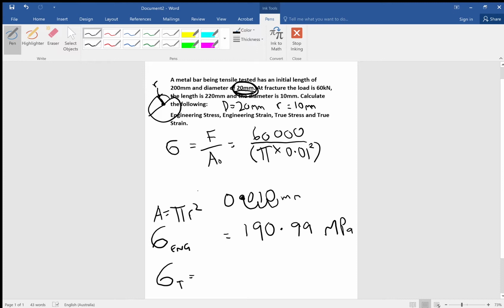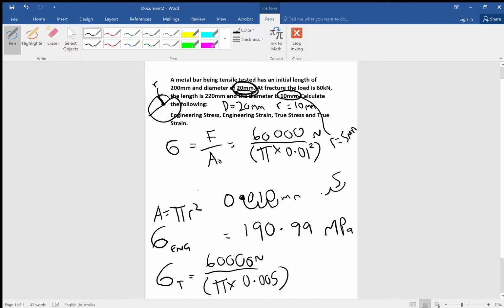We need to say force over area, but this time we're going to say 60,000. This is the newtons. This time we're going to divide by our area after it's deformed. So we end up with a diameter when it's stretched of 10 millimeters. So our R value is going to be 5 millimeters. So our area of our circle is pi times 0.005 when we convert it to meters, because 5 millimeters divided by 1,000 equals 0.005.